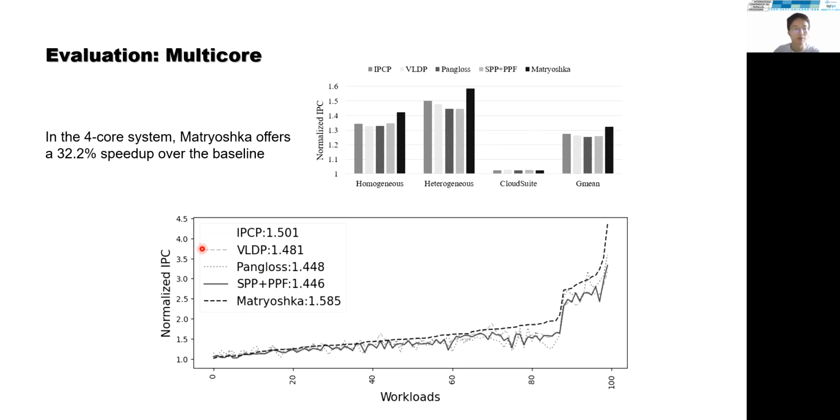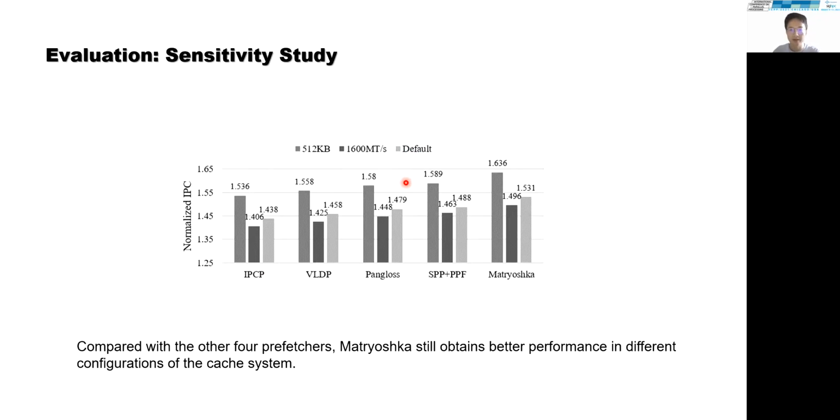In the 4-core system, Matryoshka offers a 22.2% speedup over the baseline, which is the best among these 5 prefetchers. Compared with the other 4 prefetchers, Matryoshka still obtains the best performance in different configurations of the 4-core system. This figure shows the performance of 5 prefetchers with either lower memory bandwidth or smaller LLC. The default configuration is 2 MB LLC and 3200 MT per second of bandwidth.